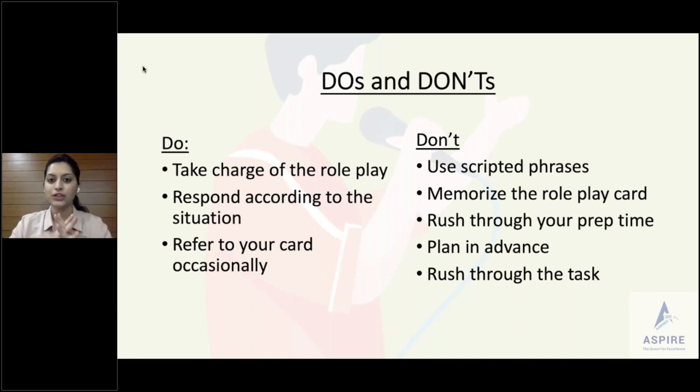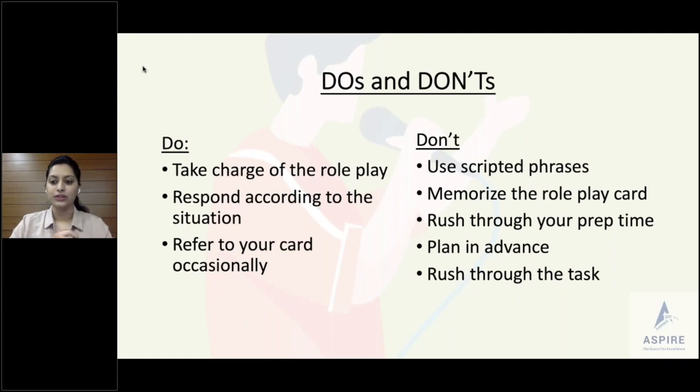Even if the patient is quiet, say they don't want to respond properly, it's okay. Probe and ask. They're assessing you. So make sure that you open the role play, come to a natural conclusion, and end the role play.